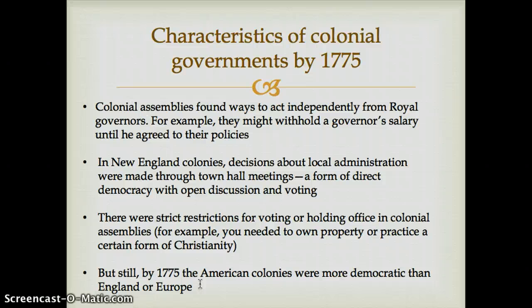So when Britain started to try to exercise more control over the colonies, you can see why the colonists would resent this, because they had gotten used to having a form of at least limited democracy where they had some control over the issues that affected their lives.